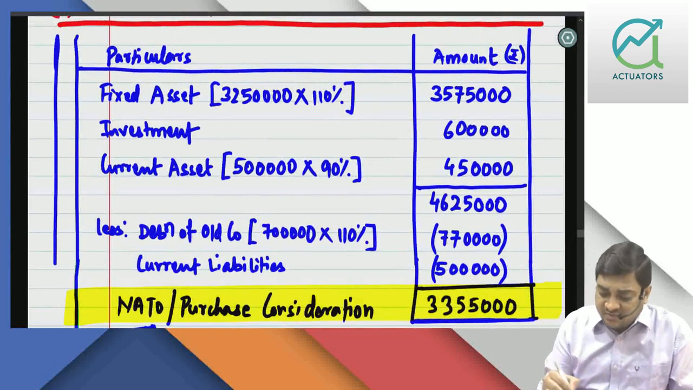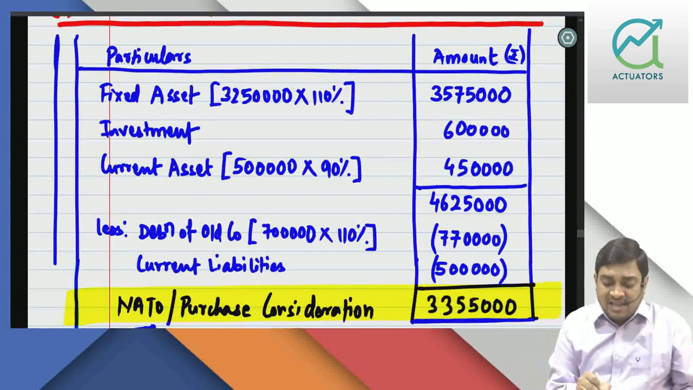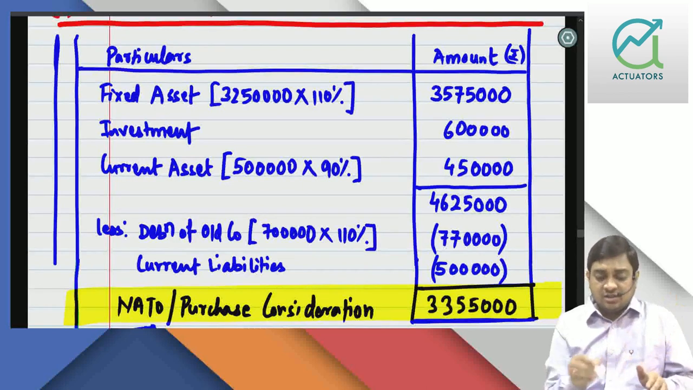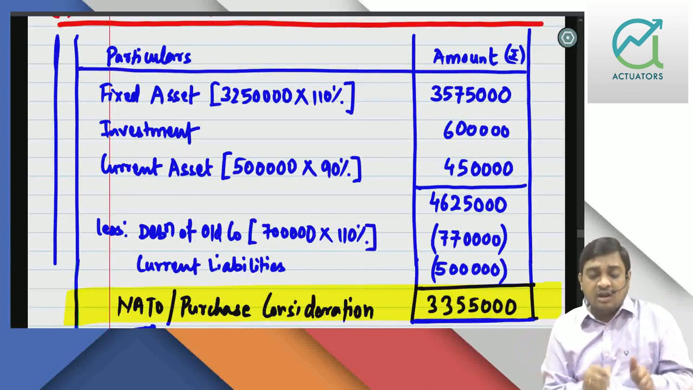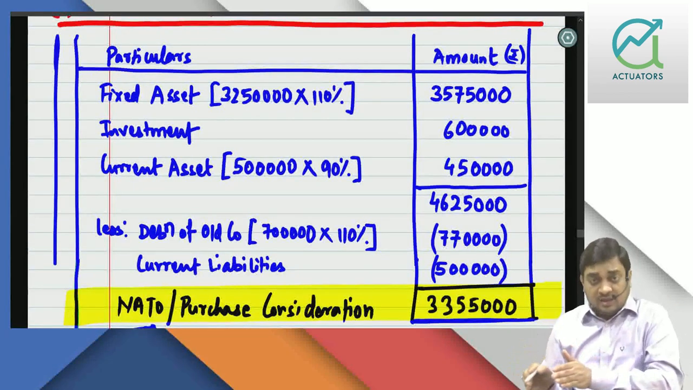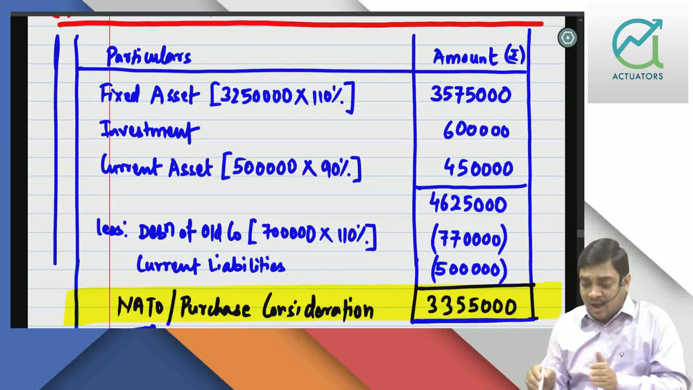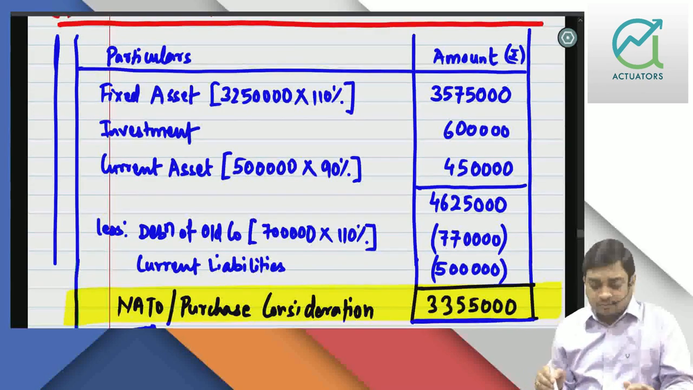New company has purchased fixed assets at 10% more. They have told us that the purchase is being done on the following terms and conditions. So fixed assets are being purchased at 10% more, investment at par, current assets at 10% discount, debentures at 10% premium, current liabilities at par. So I got the net assets taken over.